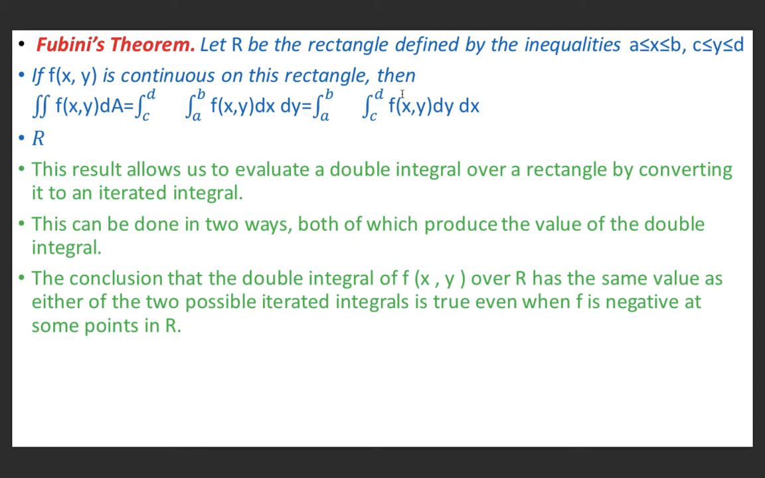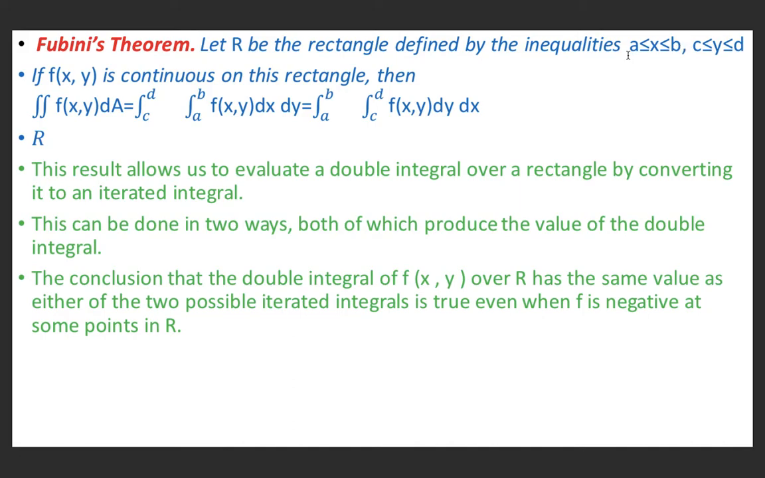Similarly, if we integrate f(x,y) with respect to y between the limits c and d, then this portion is a partial definite integral with respect to y and is evaluated holding x fixed and integrating with respect to y. So it is a function of x. So this double integration is a two-stage integration process and is called iterated integration or repeated integration. So this is the result.